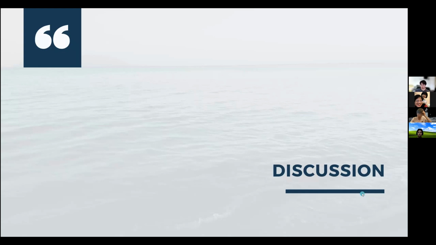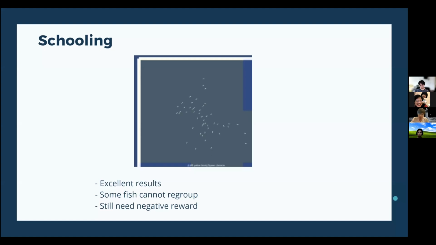And let's look at the discussion of the results of our model. First, I will talk about schooling behavior. We get a really excellent schooling result from the Unity simulation. However, in rare cases, some fish cannot regroup with the main group and just get lost during swimming. And in the reward we use to train the model, we still need an implicit negative reward to encourage fish to form schooling behavior. So we think further study can benefit from removing this reward, adjusting hyperparameters, and training another model where the fish can learn to school without this negative reward.